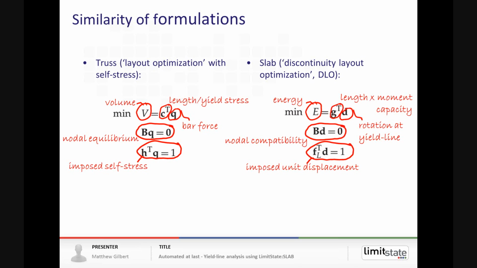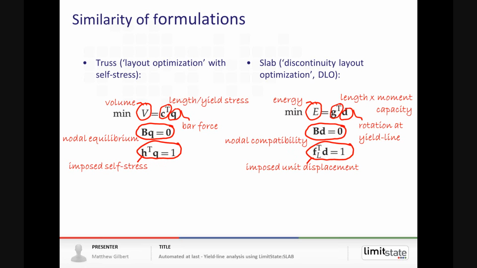the bar forces in the truss layout optimization problem become rotations, so Q becomes D. The length over the yield stress just becomes the length times the moment capacity. Again, the equivalent to nodal equilibrium is nodal compatibility, and the equivalent to the imposed self-stress is an imposed unit displacement. So virtual work is being taken into account there.